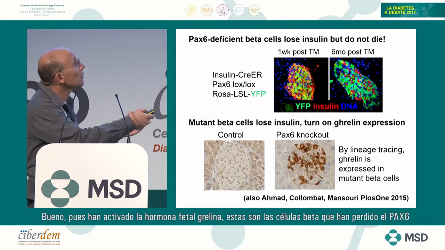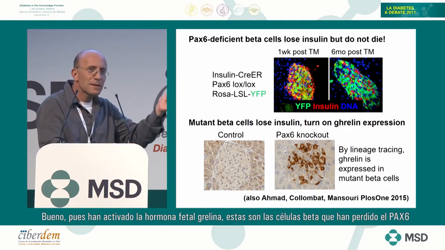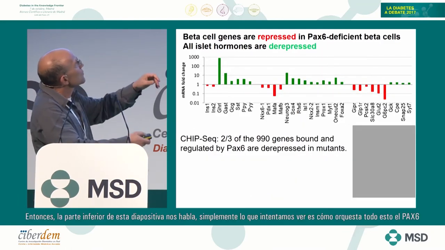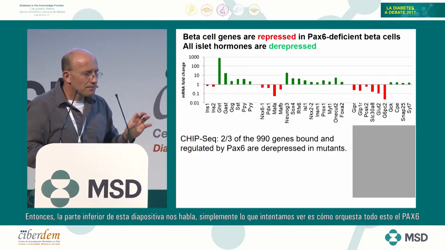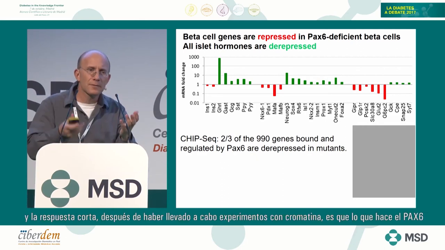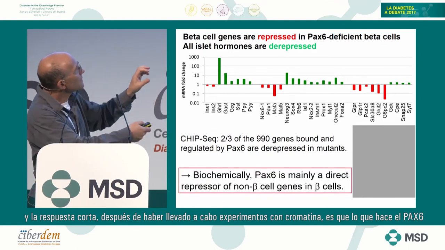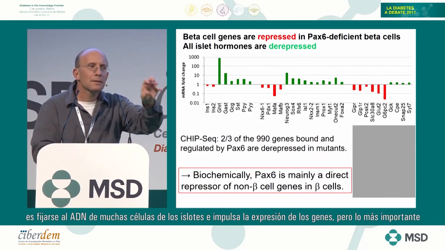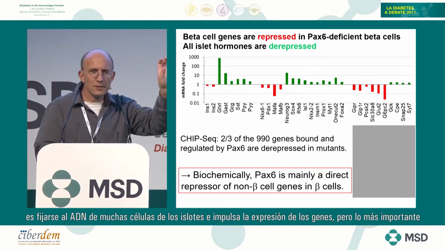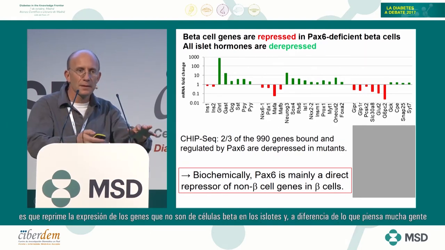What happened to them? They turned on the fetal hormone ghrelin. Okay, these are the beta cells that lost PAX6. Suddenly they turn on ghrelin expression. This doesn't show so well, but it doesn't matter. The bottom line of this slide is a molecular biology experiment where we try to ask, how does PAX6 orchestrate all that? And the short answer after doing chromatin immunoprecipitation experiments is that PAX6 binds to the DNA of many islet cell genes. It drives the expression of beta cell genes, but it represses, that's the most important thing that it does, it actively represses the expression of non-beta cell genes in the islets.